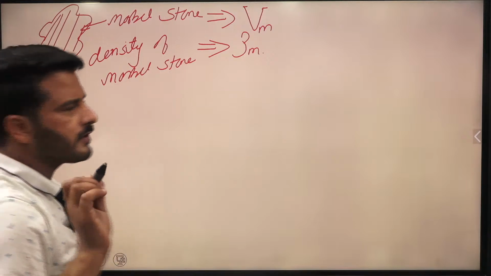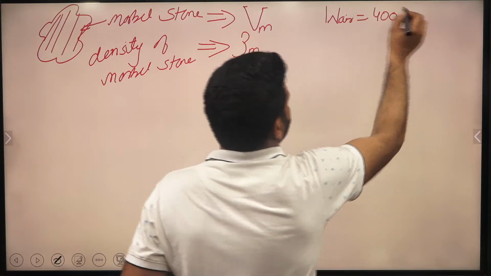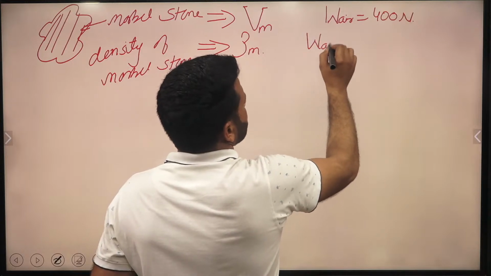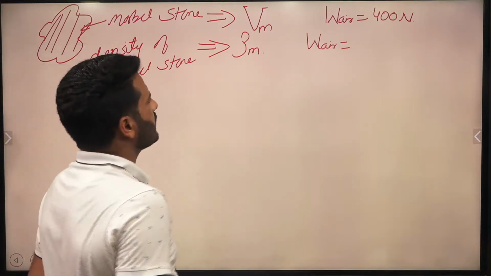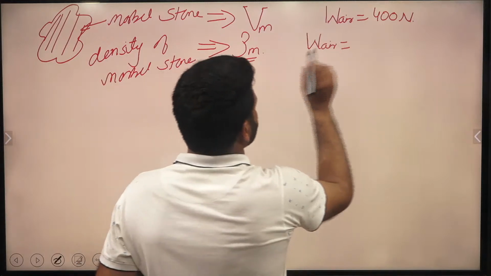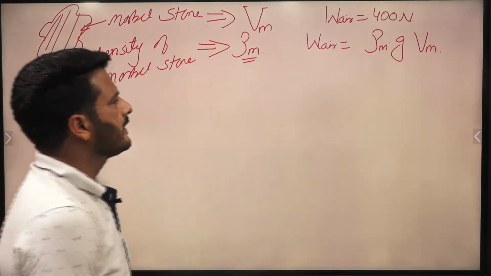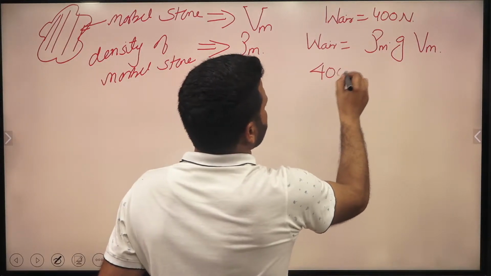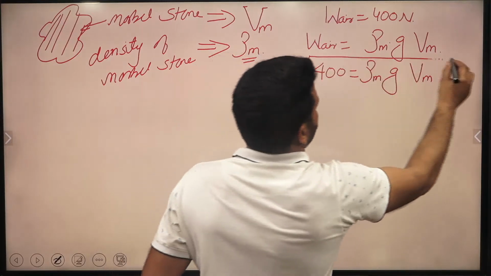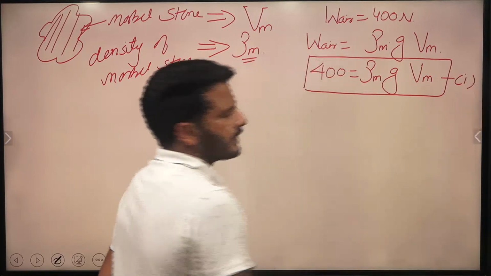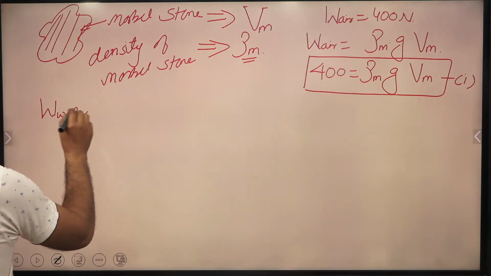So the weight of marble stone in air was given to us. It was 400 Newton. So how can we write the weight of marble stone? Simply, this weight of marble stone in air is nothing but weight density of marble stone multiplied by the volume of the marble stone. Volume is Vm, density is rho m. So rho m into g into Vm will be your answer. This is nothing but 400, so I'm writing 400 equals density of marble stone into acceleration due to gravity into volume of the marble stone. Equation 1. In the second case, the weight of the marble stone in water is given to us, which is equal to what?